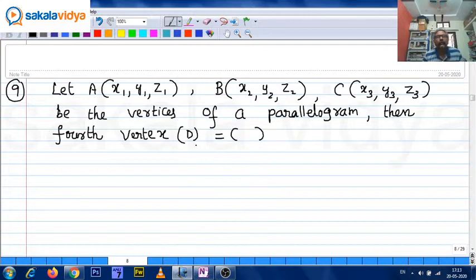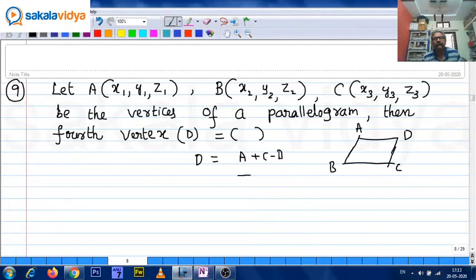Okay, now D is equal to, we can write A plus C. So this is A, C, B, D.